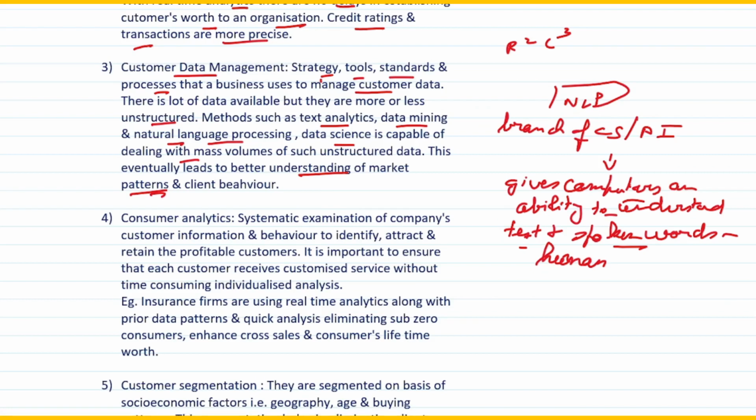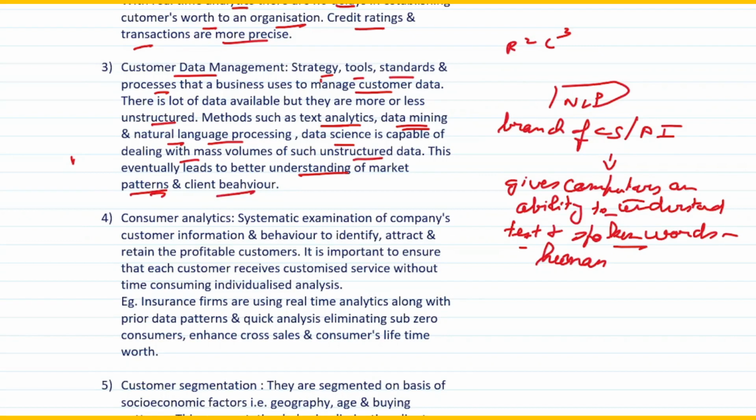Okay. So customer data management is nothing but the various strategies, tools, standards and processes that a business uses for what? For managing customer data. Now there is various data that is available, but it is unstructured. So you use three methods or mechanisms. One is text analytics, one is data mining, and one is natural language processing. So that data science is able to deal with mass volumes of what? Unstructured data. How does this help? This helps in better understanding of market patterns and clients' behavior.